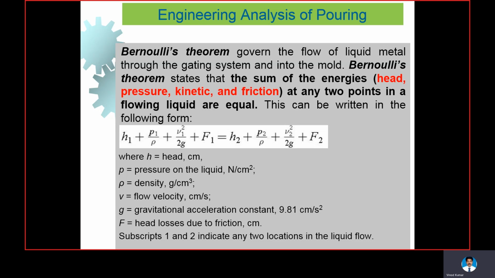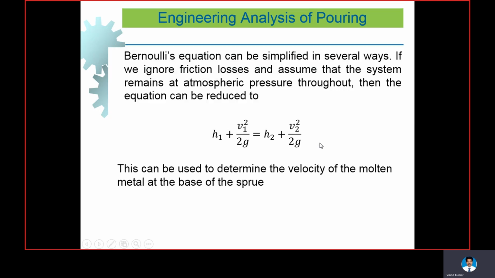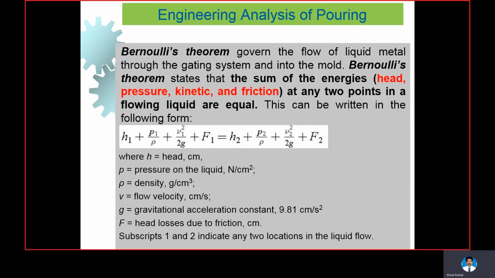When we apply Bernoulli's equation between 1 and 2, we get head at 1 plus pressure energy plus kinetic energy plus friction is equal to head at 2, that means bottom side, plus pressure head plus kinetic head at bottom side plus friction F2. When we analyze it carefully, the pressure head P1 over rho and P2 over rho are the same. There is no change in pressure head, so we can cancel P1 over rho and P2 over rho. Friction F1 and F2 are the same because we consider it as a smooth flow.